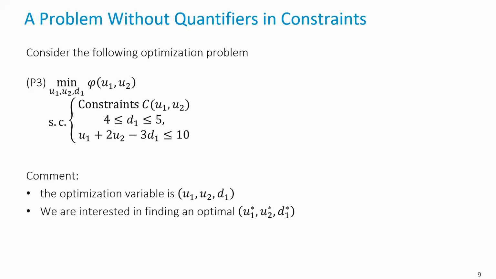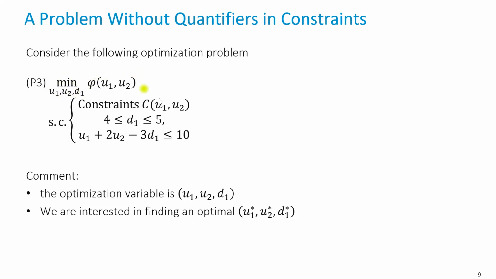Here's yet another form of the problem, which we will also often find. Here, I have the same statement, except I have not put a quantifier. I've put D1 in the variables here, but the D1 does not appear in the optimization function here. Again, when you write an optimization problem, it's important to write what the optimization variables are. Sometimes we're a bit sloppy and we don't do it.